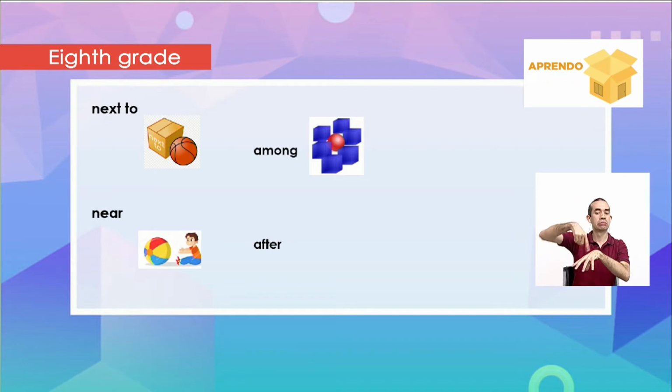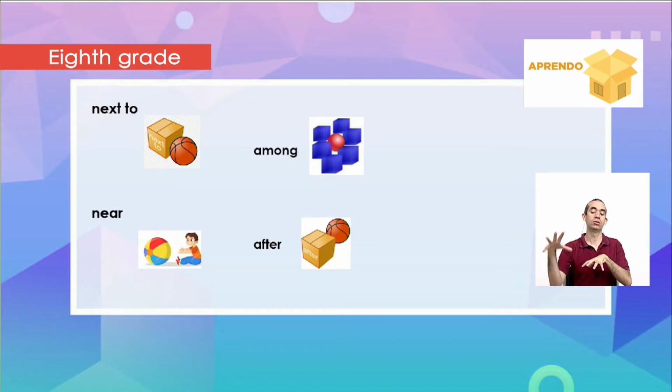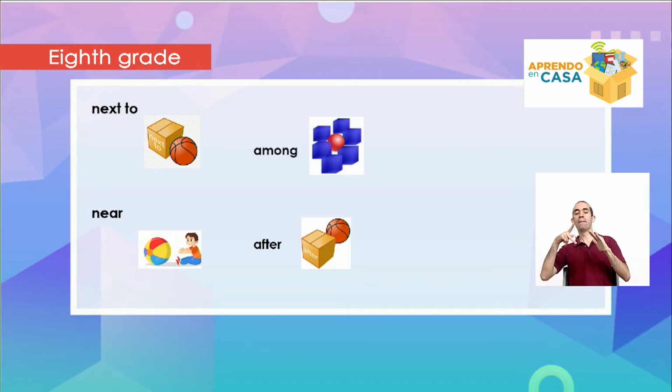And then finally we have after. So we can say that the ball is after the box. So we can say that your house is after Pedro's house, for example. Okay, so it's something to give directions.